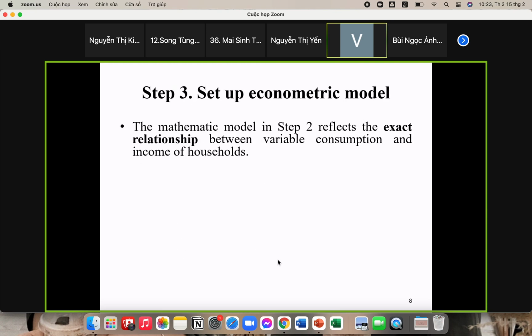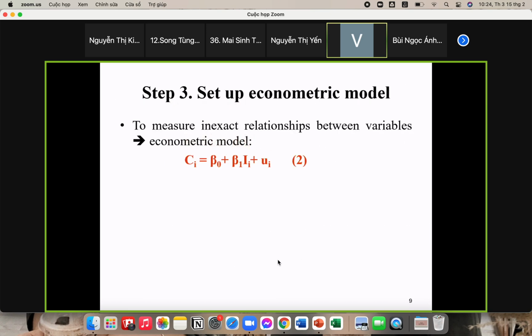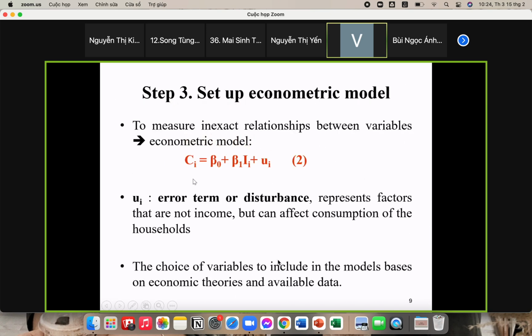Now, step 3: set up the econometrics model. The econometrics model, like the mathematics model, reflects the exact relationship between two variables, consumption and income. But according to econometricians, besides income, there are many other factors that can affect consumption of households.